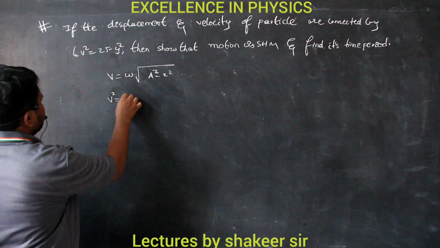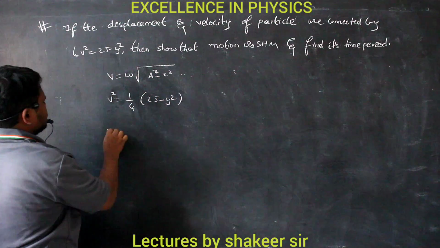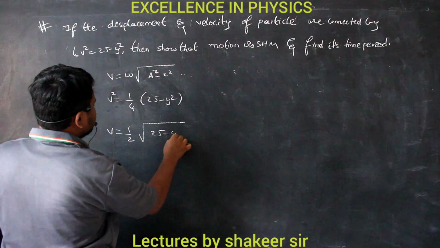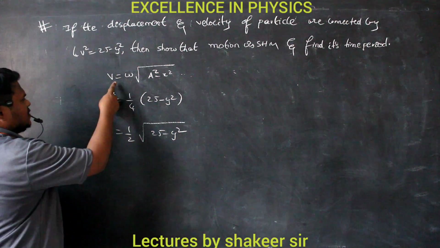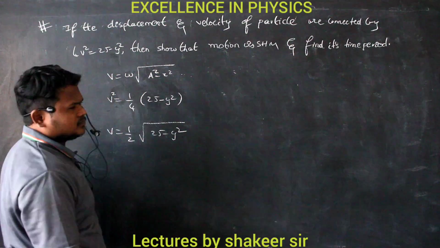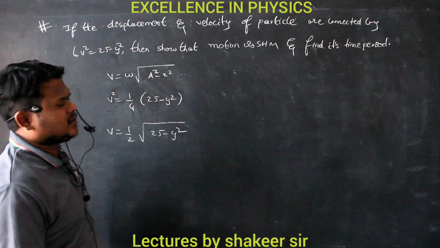So v² = 1/4 × (25 − y²). So v = 1/2 × √(25 − y²). So if I compare these two, definitely this equation is of this form. So definitely I can say this motion is simple harmonic in nature.